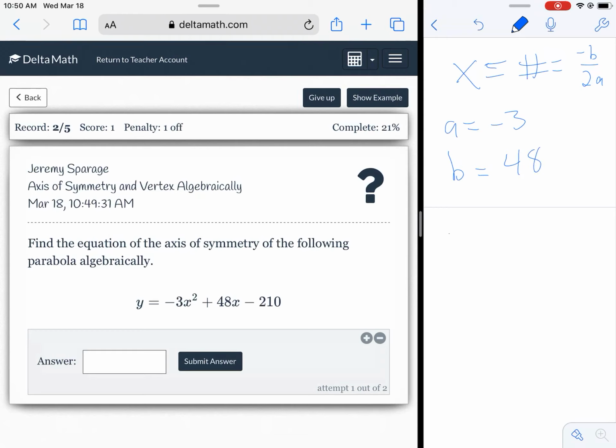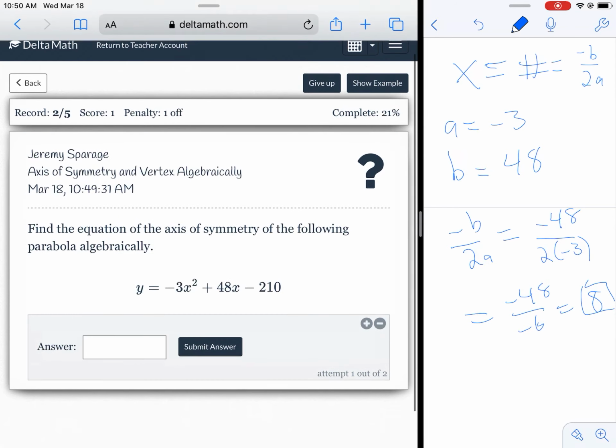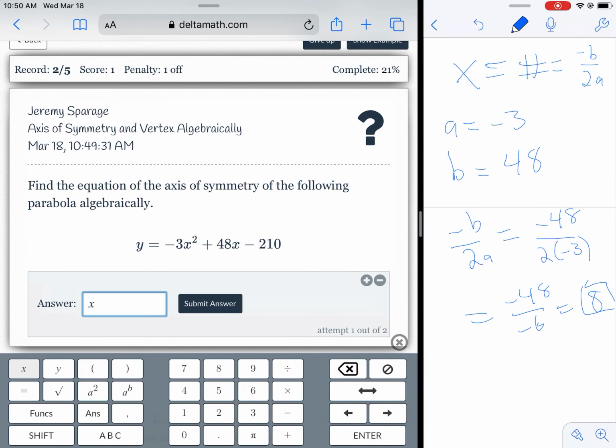So therefore, negative b over 2a equals negative 48 over 2 times negative 3, which equals negative 48 over negative 6, which equals positive 8. Remember, negative divided by negative is positive. So therefore, my answer is x equals 8.